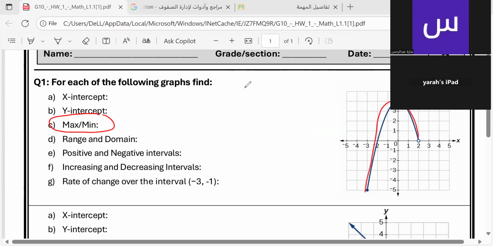Okay. But here they said maximum or minimum. Are they asking which one is max or minimum? Yes, that's what the graph asked you. Okay. Just a minute. So do you understand it? Yeah, I understood it. Excellent. And a clap for you. Let us stop.